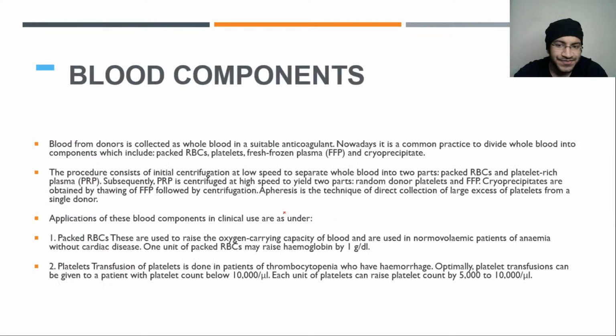Blood components. Blood from the donor is collected as whole blood in a suitable anticoagulant, and nowadays it is a common practice to divide whole blood into components, which include packed RBCs, platelets, fresh frozen plasma and cryoprecipitate. The procedure consists of initial centrifugation at low speed to separate whole blood into two parts, that is, packed RBCs and platelet-rich plasma. Subsequently, PRP, platelet-rich plasma, is centrifuged at high speed to yield two parts, random donor platelets and fresh frozen plasma.